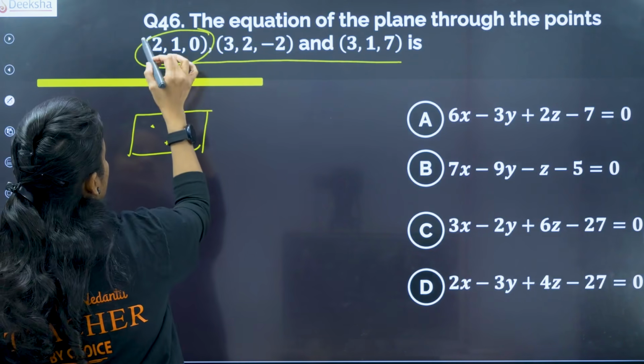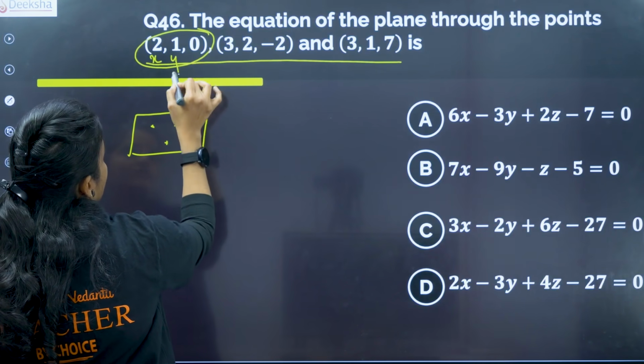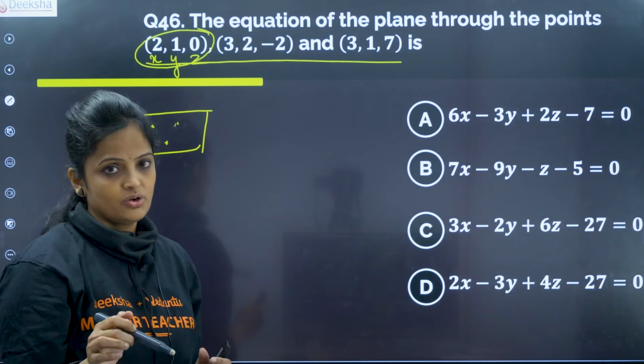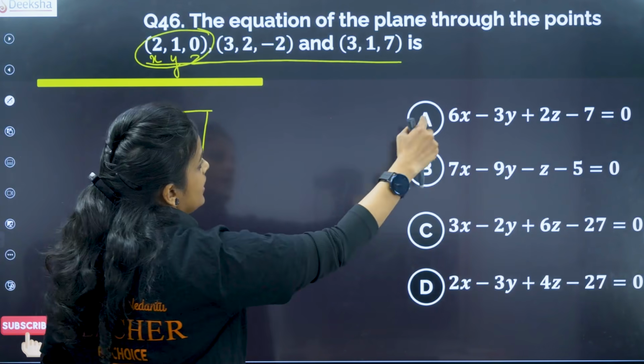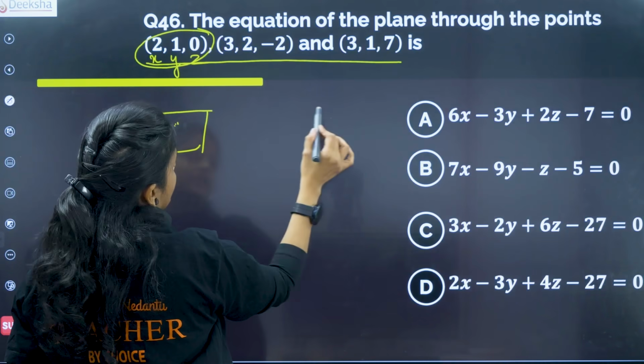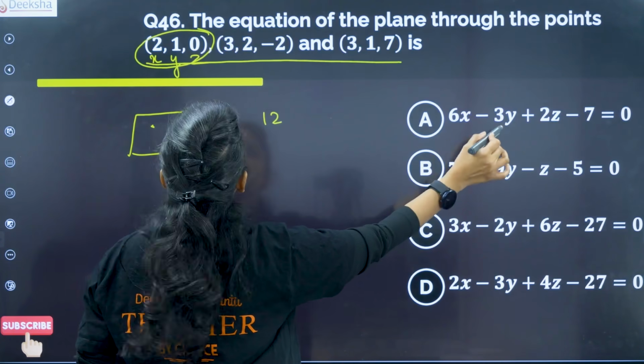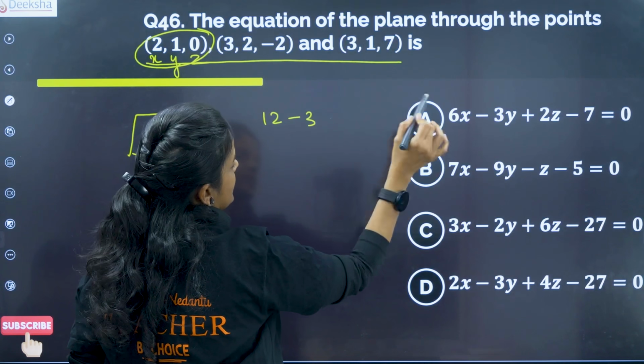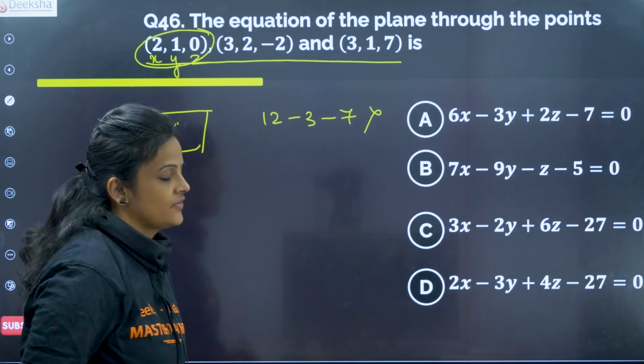Okay, ಯಾವ ಥರ x ಗೆ 2, y ಗೆ 1, z ಗೆ 0. You have to put x as a 2 and check the answers. x ಗೆ 2 ಹಾಕಿದರೆ 12, y ಗೆ ನಾನು 1 ಹಾಕ್ತಿದ್ದೀನಿ, z ಗೆ ಹೆಂಗೋ 0. So this is not satisfying.